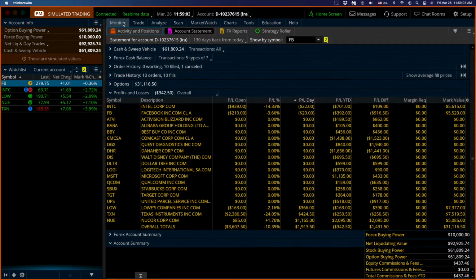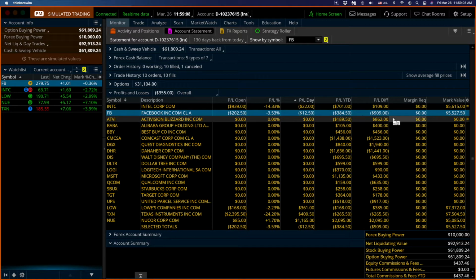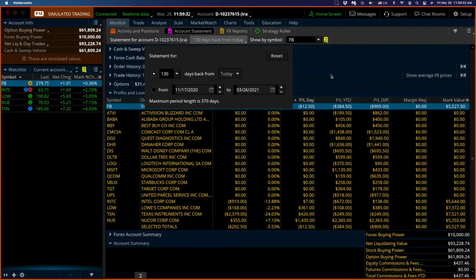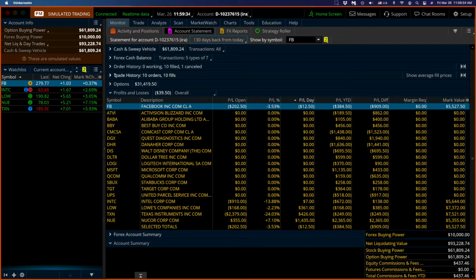If you want, go to the Monitor tab, and here is Facebook, and you can see the year to date is a loss of $384. Market value is the position's value right now, $5,522. Just so you know where you are. If you want to see the entire sequence, I go back 130 days. You can select that here, 130 days. No more than that, obviously.